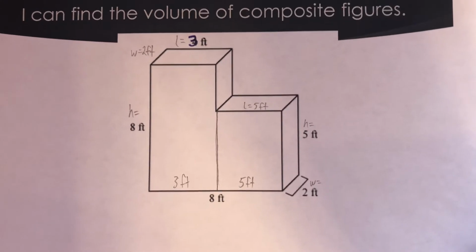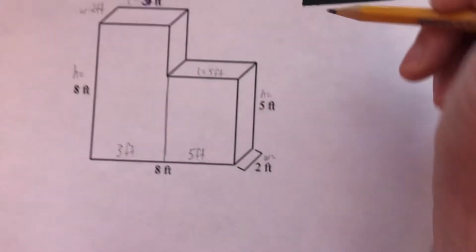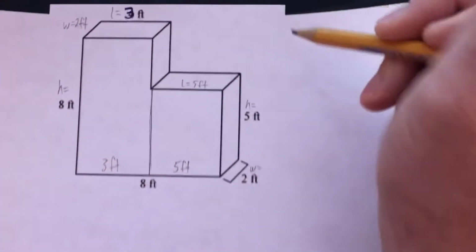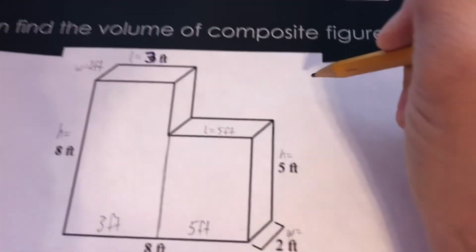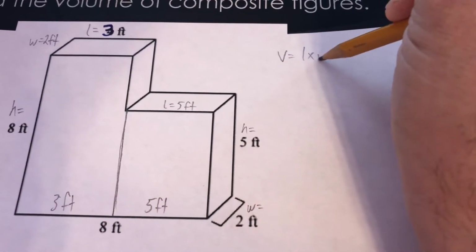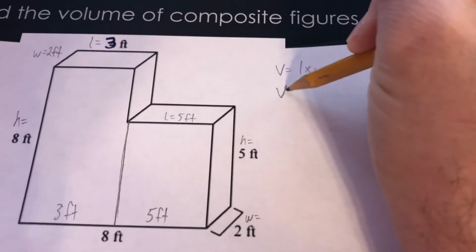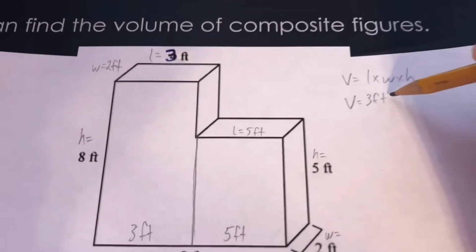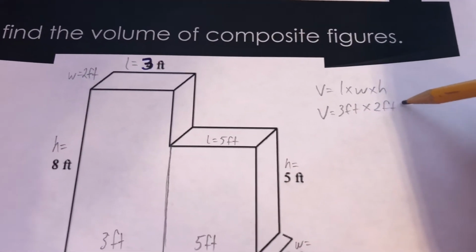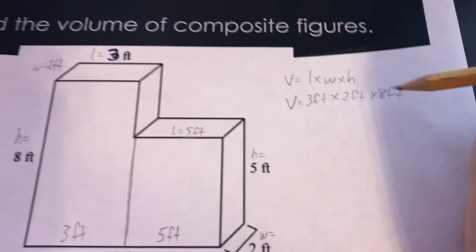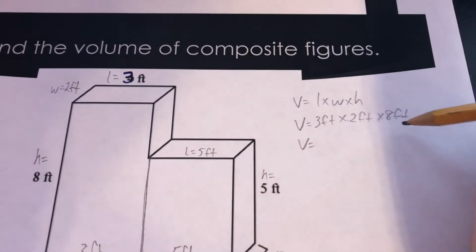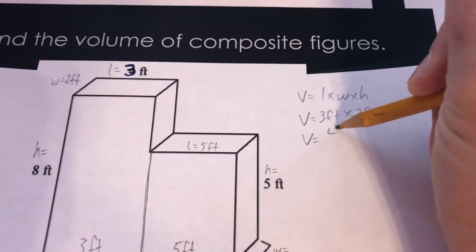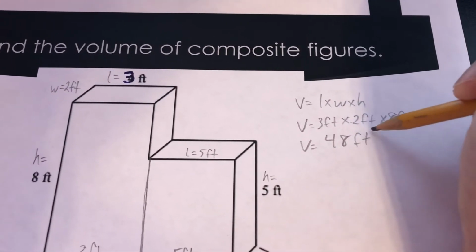All right, we're back. Let's go ahead and see how you did with finding the volume. So looking at that larger one on the left, let's see how we did. Volume equals length times width times height. Volume equals, so we've got 3 feet by 2 feet by 8 feet. So 3 times 2 equals 6 times 8 equals 48 cubic feet.